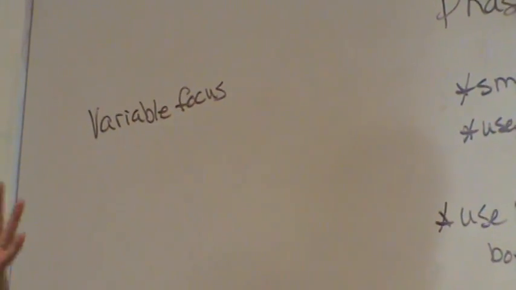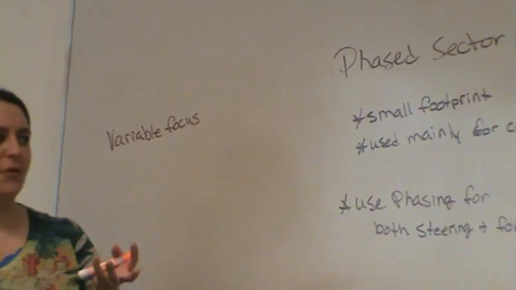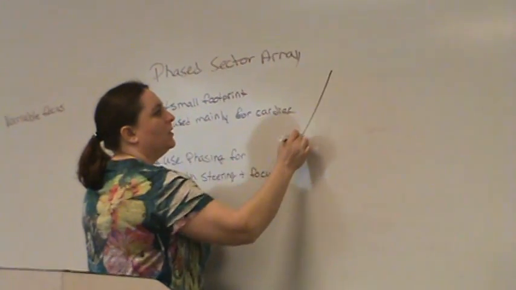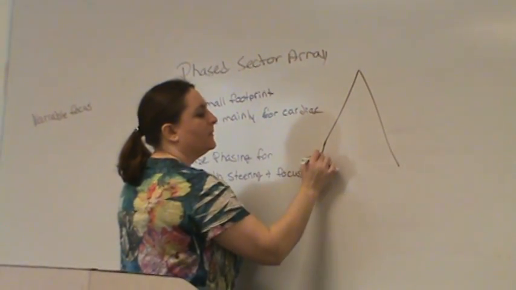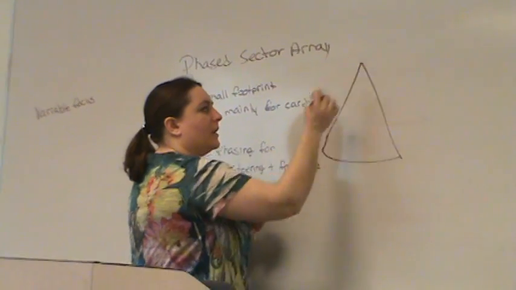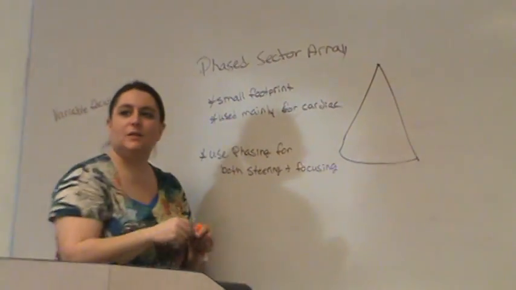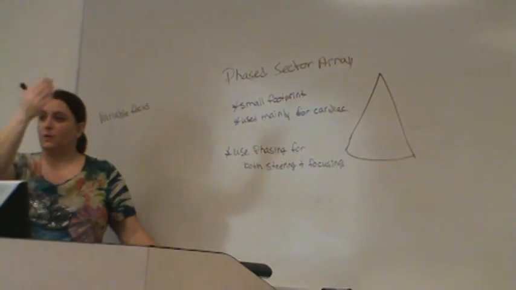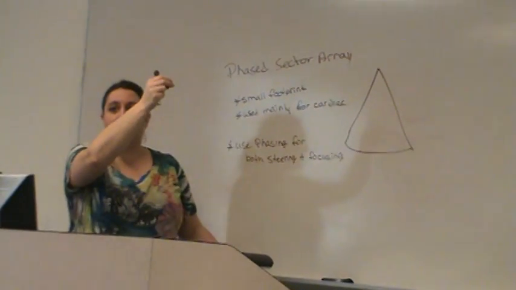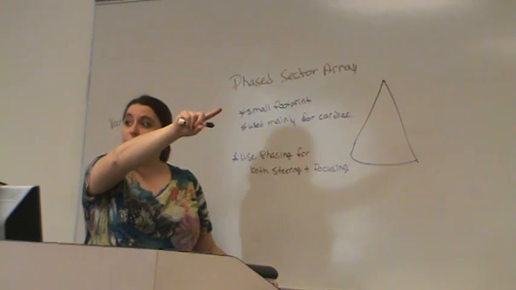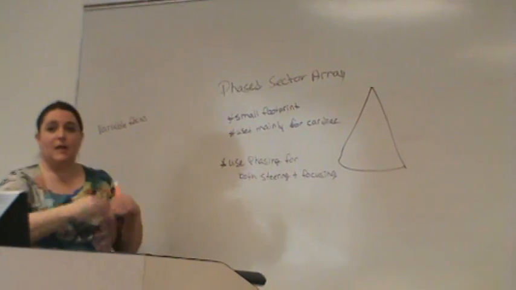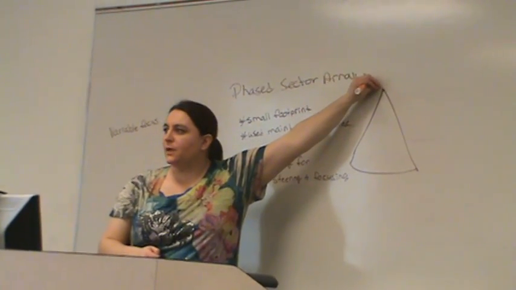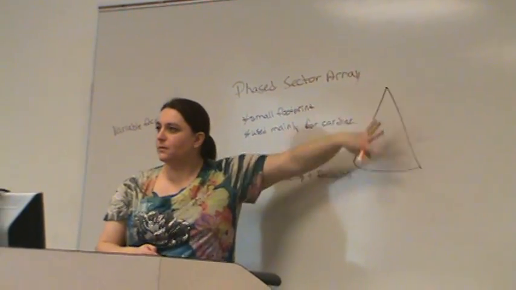But that phased sector array is going to use phasing for both focusing and steering, and it's the one that creates a pie wedge shaped image. The top of the image comes to a point because all of the ultrasound beams originate from the same place. We're using all or most of the crystals to create each line by using that phasing and steering. So because they all originate from the same place, everything comes to a point.